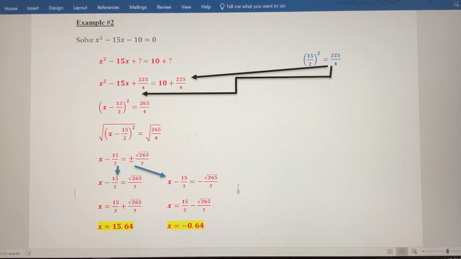So that's how you solve quadratics using completing the square if the leading coefficient is 1.